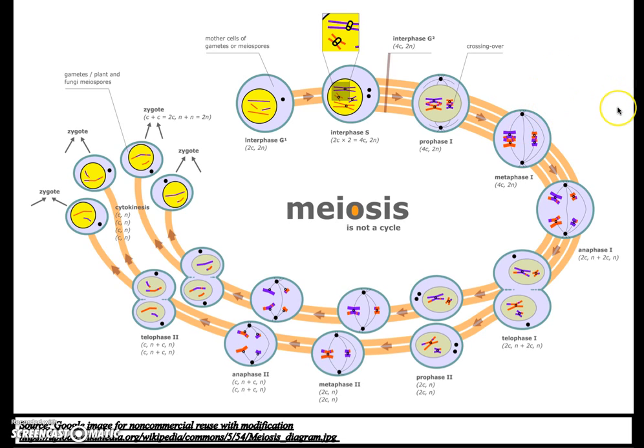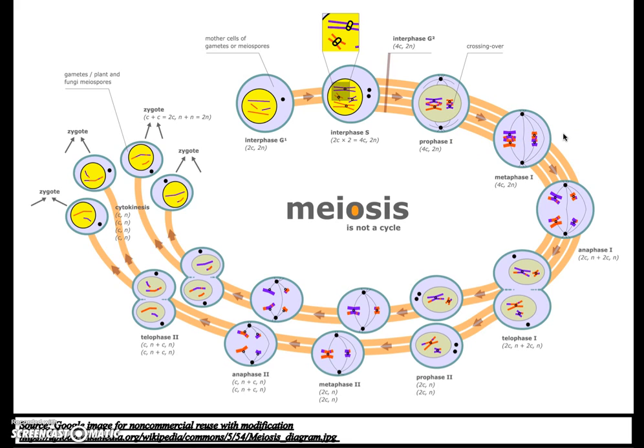At metaphase 1, pairs of homologous chromosomes will be arranged at the metaphase plate. Not the vertical line here, but the horizontal line. Along that line, pairs of homologous chromosomes will be arranged, and that horizontal line is called the metaphase plate.